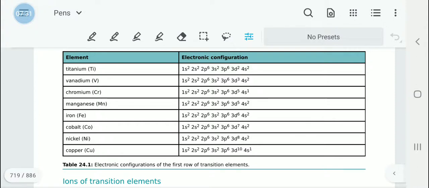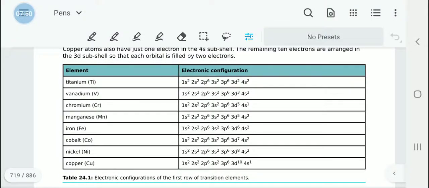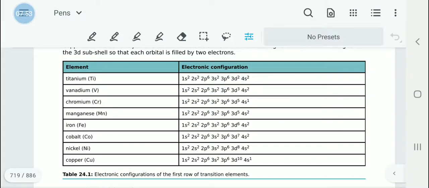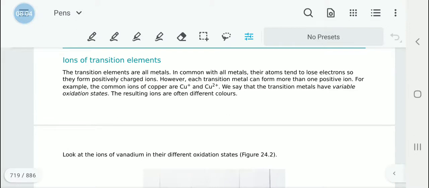So you should know these patterns. There is no one specific pattern here: 2, 3, then 5, 5, 6, 7, 8, 10. Like that only the 3d pattern goes. I hope you would be able to remember this. Please write down the electronic configuration of the first row of the d block, and please draw this table 24.1. Then after you pause the video and draw that, now we come to ions of transition elements.